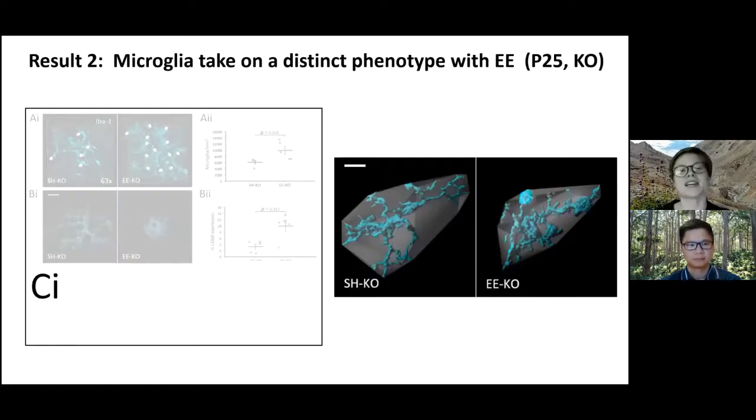And then I also looked at a measure of morphology, which I created, which is called 3D solidity. Basically, how much of the convex hull is taken up by the microglia. This is 3D convex hull.